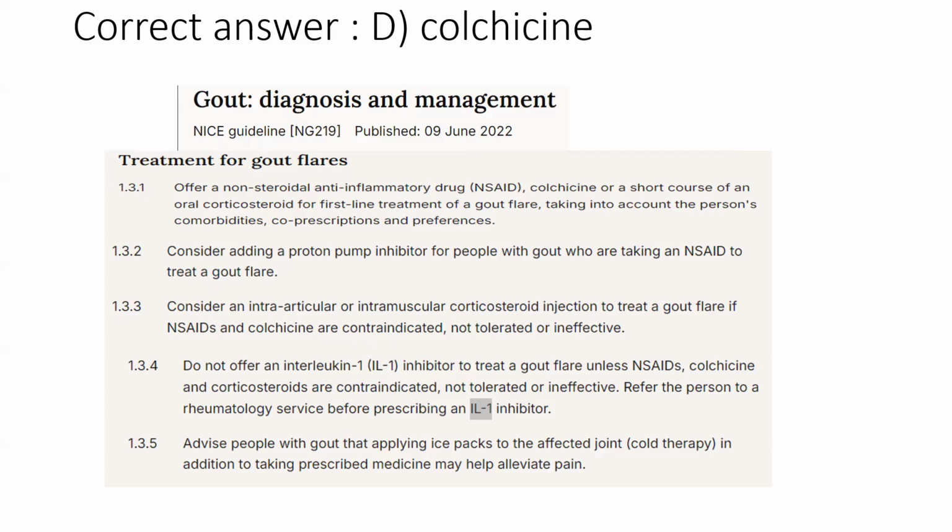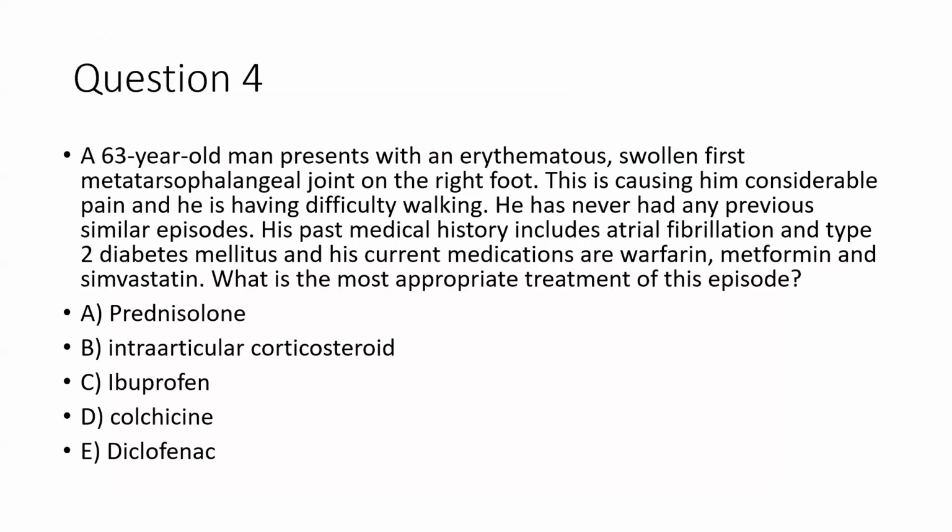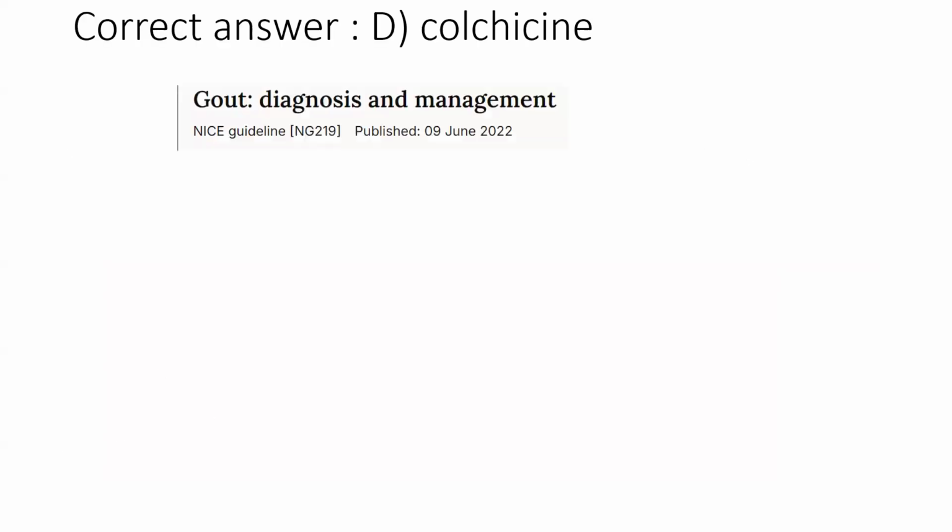Then comes the, you can say, a second line therapy. Consider an intra-articular corticosteroid or intramuscular corticosteroid to treat gouty flare if NSAIDs and colchicine are contraindicated, not tolerated, or ineffective. So even though intra-articular corticosteroid is an option here, it will come second line. First, we have to look for colchicine, which will be the best and most appropriate treatment for this gouty episode.